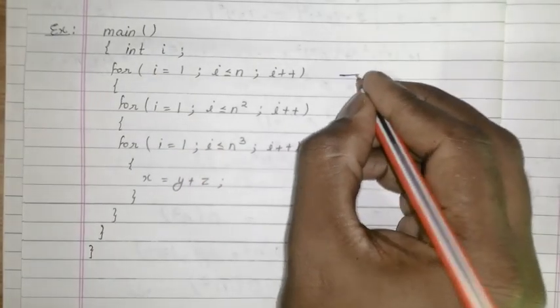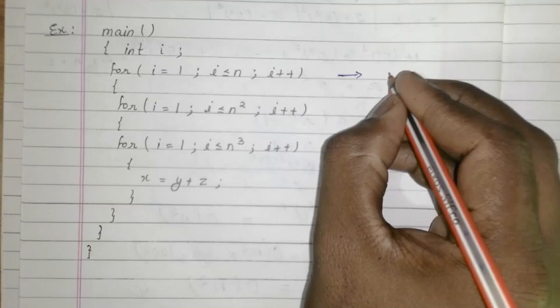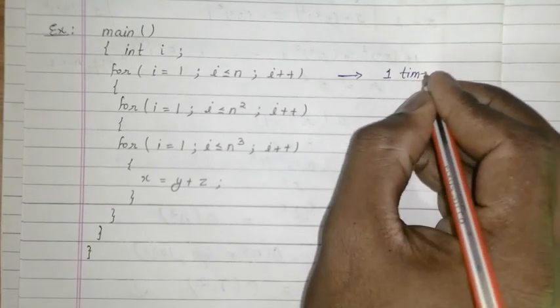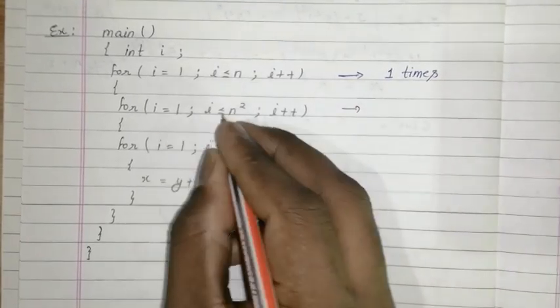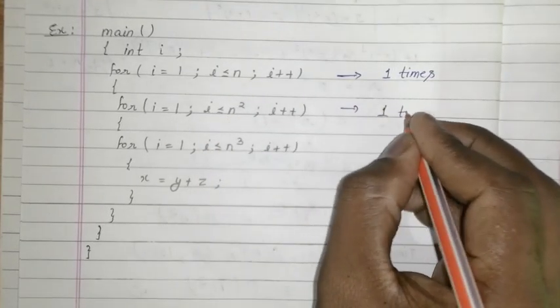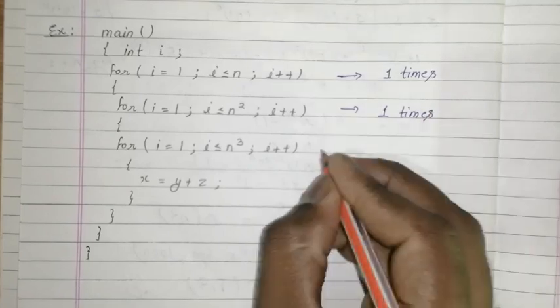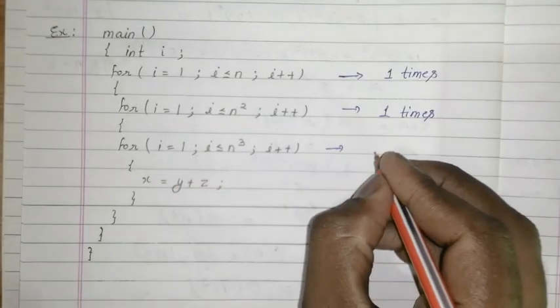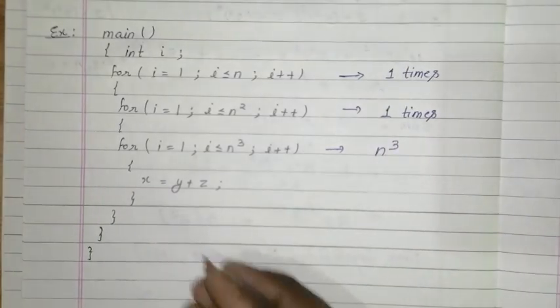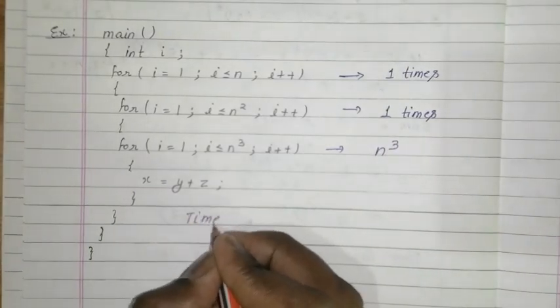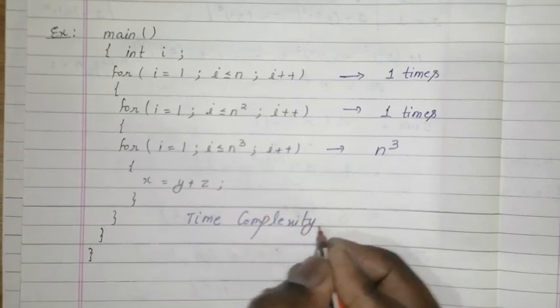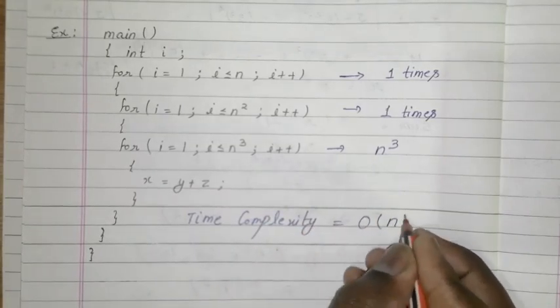So how many times will this for loop run? There's a logic, it will run only one time. And how many times will the second for loop run? It will also run one time. And the third for loop will run how many times? 1 to n cube times. So it will run n cube times. So the time complexity of this program is, how much? Big O of n cube.